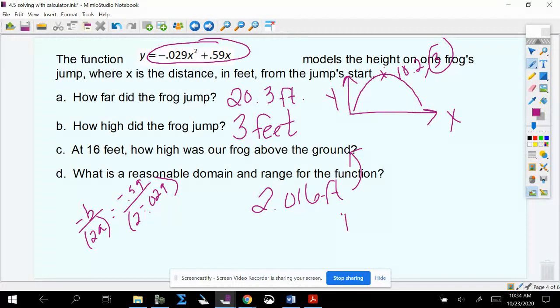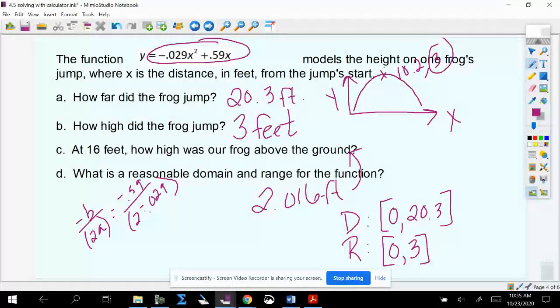As far as domain and range, well, in this case, your domain is how far horizontally it travels. My frog started out at 0 and it went to 20.3. So that's going to be my domain. That's the total frog jump from left to right. And my range, he started out at a height of 0, and it never went higher than a height of 3. So my range is between 0 and 3.